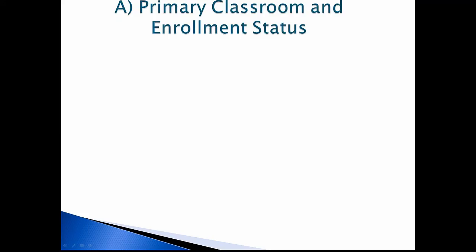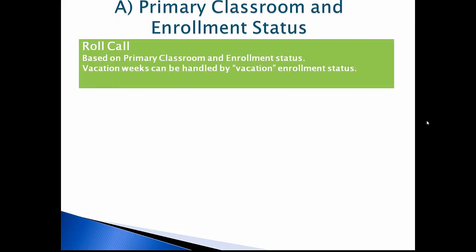The first scenario we're going to look at is the simplest, the primary classroom and enrollment status scenario. In this scenario, you can use the roll call sheets based on the primary classroom and their enrollment status, and you can set them out using an enrollment status of vacation or summer break or something like that for weeks that they are not going to be there. So how do we do that in Procare?